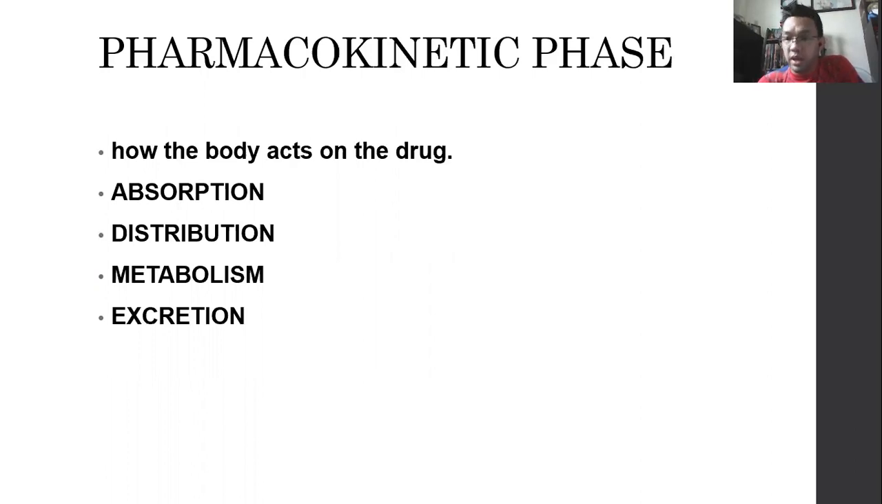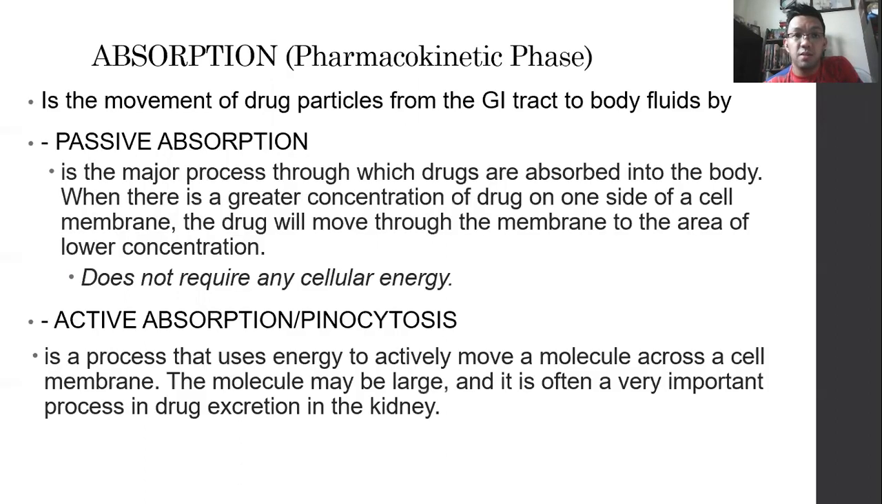If you will encounter that term later on, it is known as the first pass effect. Metabolism, also known as biotransformation, will occur. And the last stage of the pharmacokinetic phase would be excretion. The major organ for excretion would be our kidneys. There are also other routes of excretion for the drug, which can be excreted through our saliva, through our breath, through sweat, through our feces. But the major organ for excretion would be our kidneys.